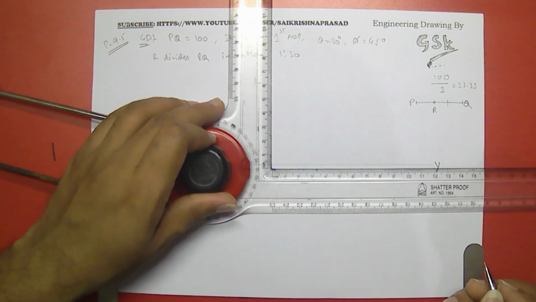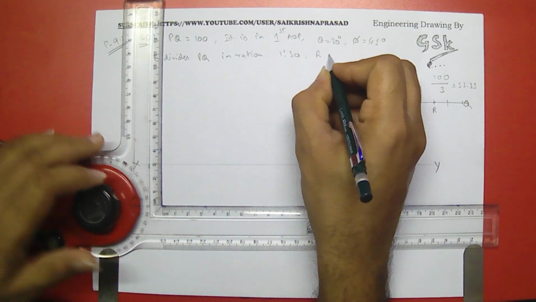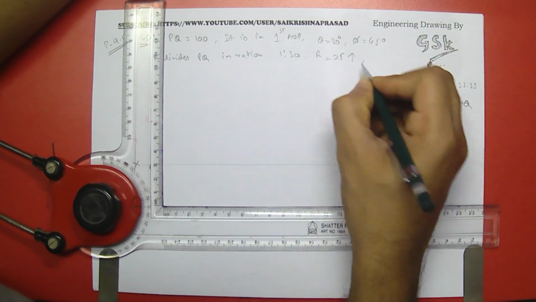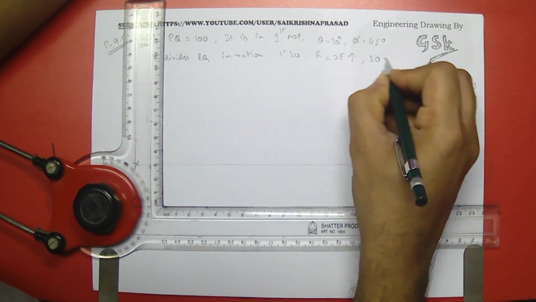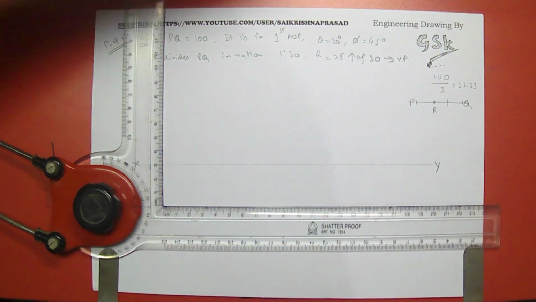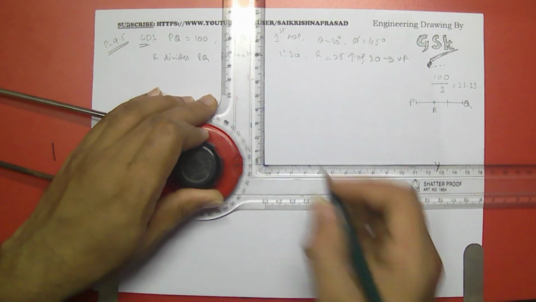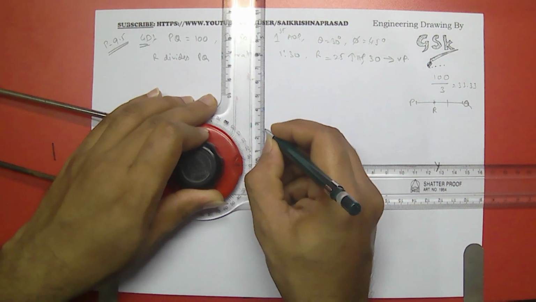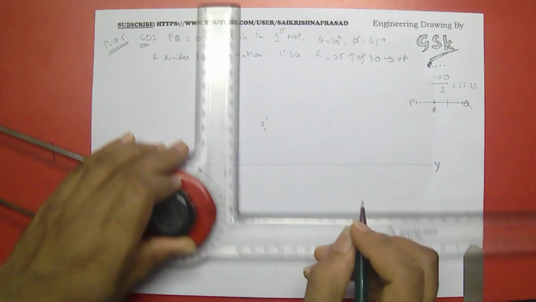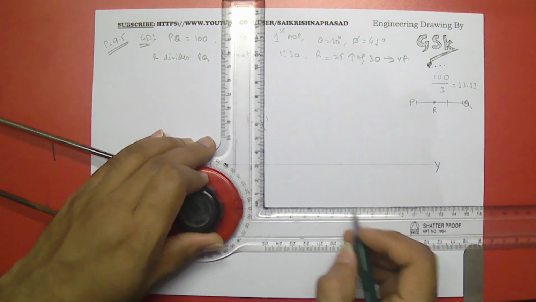X Y, and I'll be locating the position of R because R position is given that R is 25 mm above HP and 30 mm in front of VP. So I'll be locating the position R first. It is 25 mm above. This would be R dash, and down it would be 30 mm.